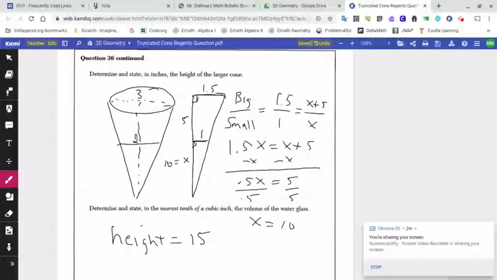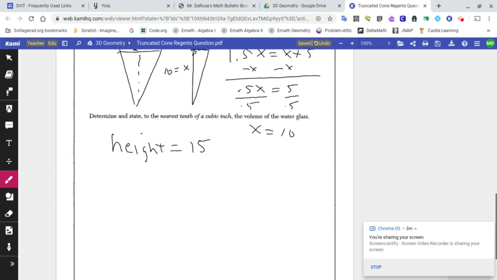And that gets back to the explanation for the first part. Since these are parallel, that's what gives us those similar triangles and allows us to make that proportion. If this bottom piece down here was not parallel, we wouldn't be able to do that.